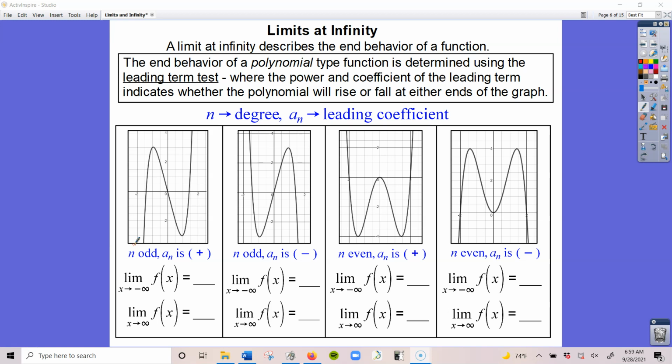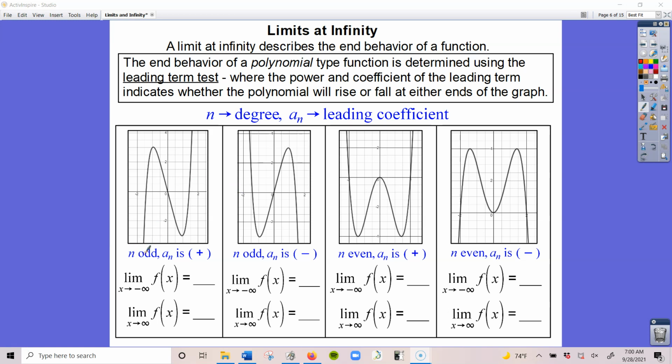If the degree is an even number, both ends will go in the same direction. The easiest way to remember is that the sign of the leading coefficient will always tell you the right side of your graph. And then the exponent, whether it's even or odd, will tell you if the left side is going in the same direction as the right or in the opposite.